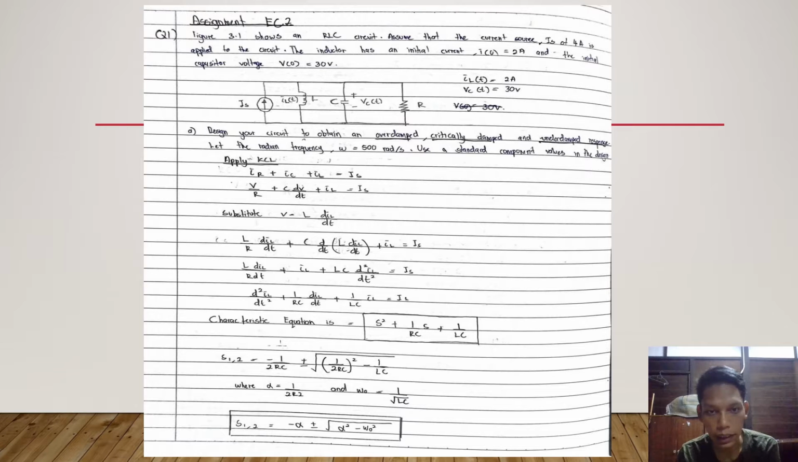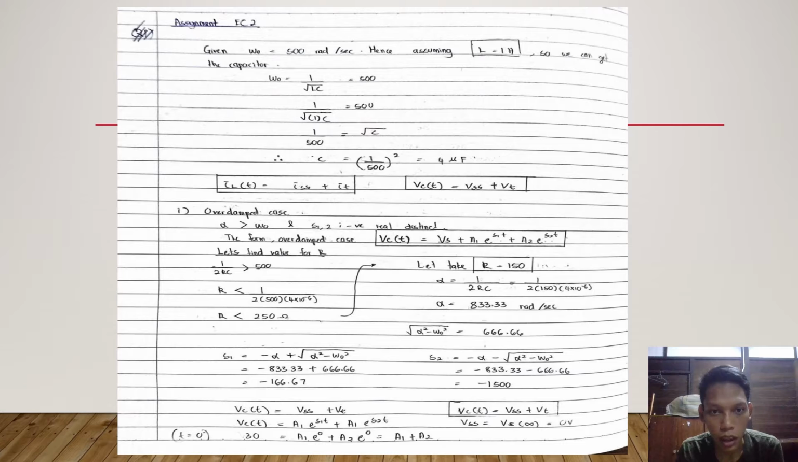Firstly, we need to apply KCL: IR plus IC plus IL equal to IS. We change to standard form, differentiate first and second, and we get the characteristic equation s² plus 1 over RC s plus 1 over LC. From that, for s1 and s2, the formula is negative 1 over 2RC plus or minus the square root of (1 over 2RC) squared minus 1 over LC. This becomes negative alpha plus or minus the square root of alpha squared minus ω0 squared.